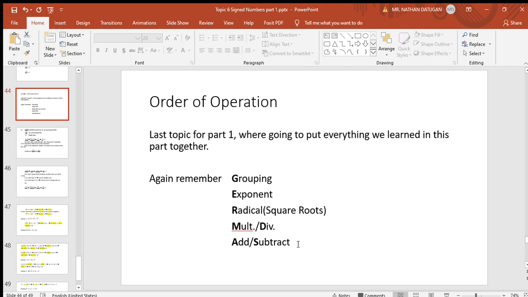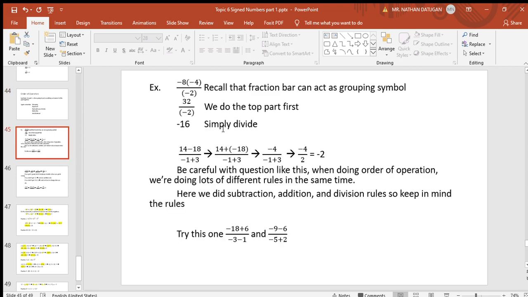And then the same thing applies with addition and subtraction. If the subtraction is on the left-hand side most, we do the subtraction, then we do addition. Okay? Now let's talk about the example. Let's say we have negative 8 times negative 4 all over negative 2. Again, remember, the fraction bar is the grouping symbol. It splits the top and the bottom into two groups. Let's do the top first. Negative 8 times negative 4.